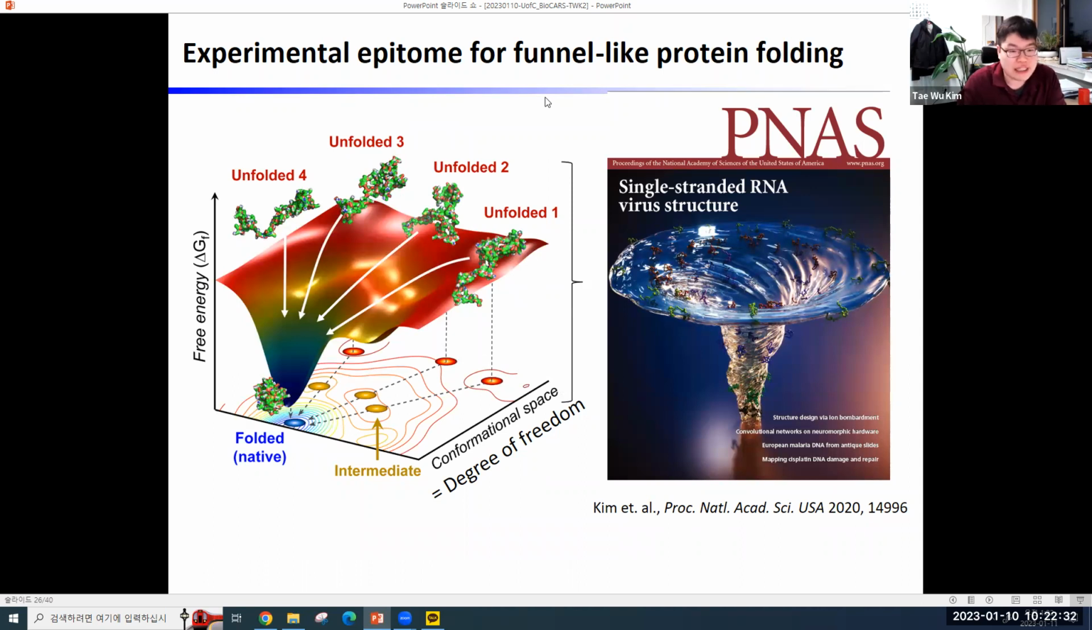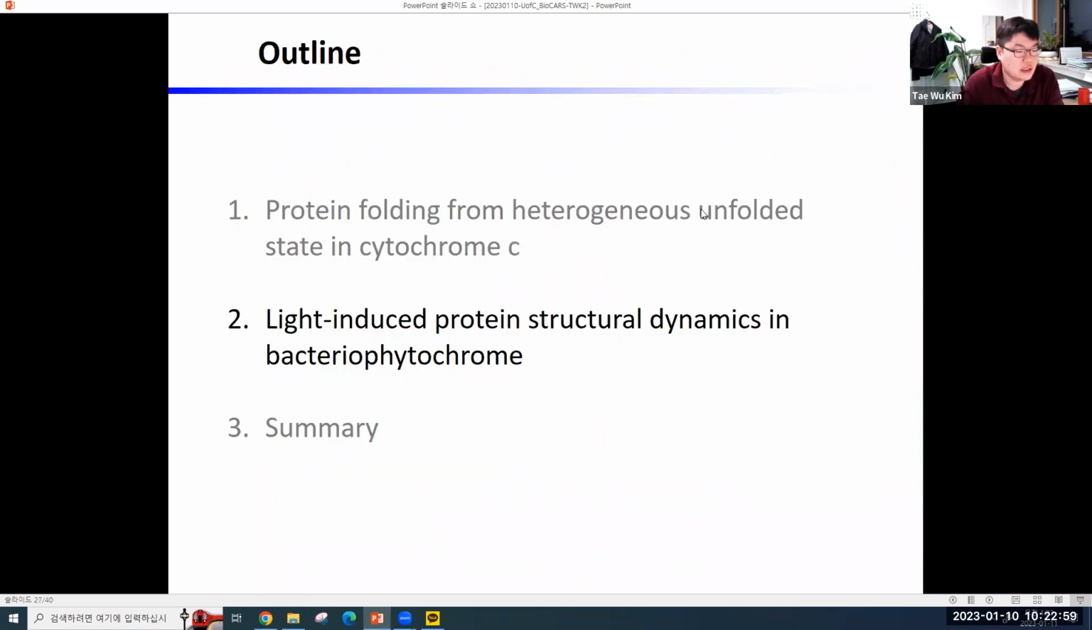So if I recap my first section, this heterogeneously populated unfolded conformation can take different folding pathways with different folding times towards a singly homogeneously populated native state. This kind of funnel-like folding model resembles this whirlpool-like picture in this figure. So this is the end of the first section. I will move to the next part.